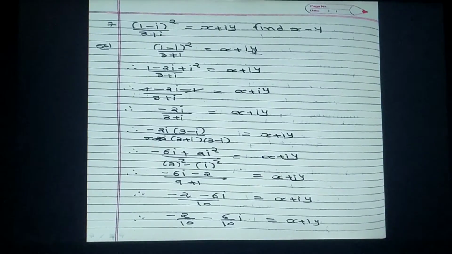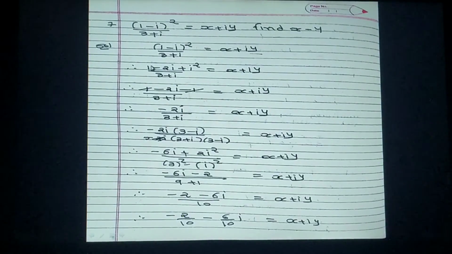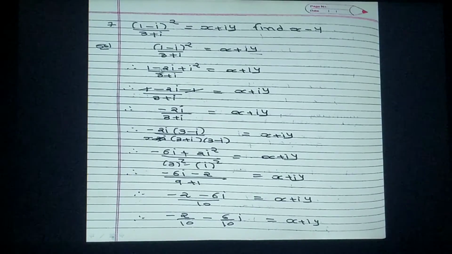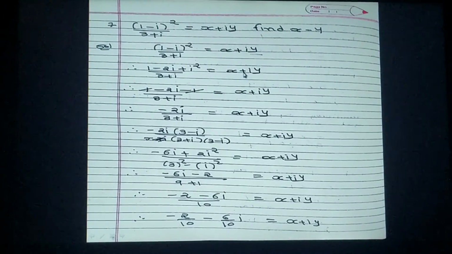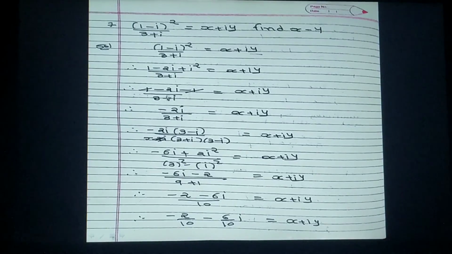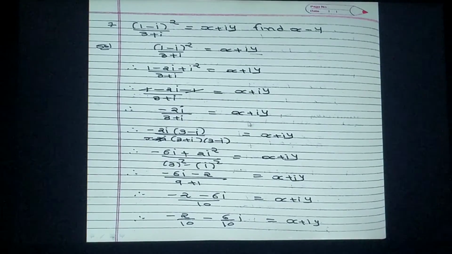Here on the right hand side we have the standard form, but on the left hand side we need to simplify. So 1 minus i whole square can be written as 1 minus 2i plus i square. We use the formula a minus b whole square, a square minus 2ab plus b square. So 1 minus 2i plus i square upon 3 plus i is equal to x plus iy. Now we know i square is minus 1. So 1 minus 2i minus 1 upon 3 plus i is equal to x plus iy. 1 cancels, so minus 2i upon 3 plus i is equal to x plus iy.